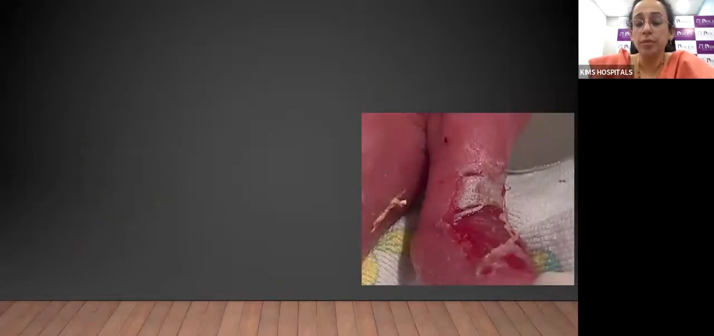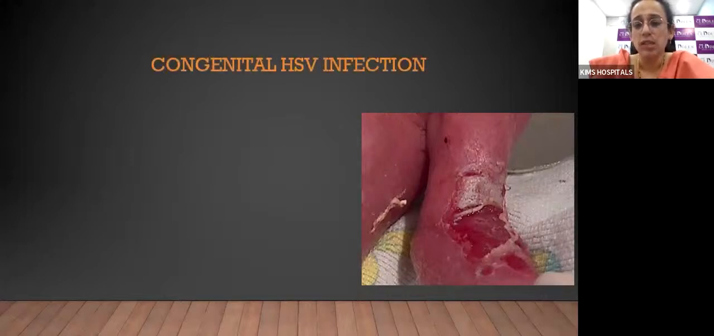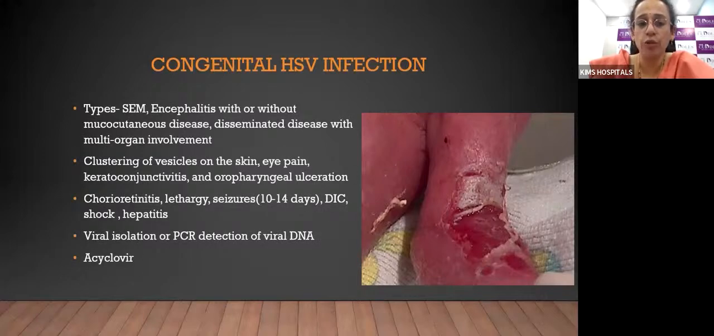So next, this is a blister with an erythematous base with surrounding broken vesicles. This is congenital HSV infection. Herpes simplex virus can cause this severe kind of infection. It presents in various types, like SEM, where skin, eye and mucosal involvement will be seen, or it can present with encephalitis with or without mucocutaneous disease, or a disseminated disease with multi-organ involvement. These are the three varied presentations of a congenital herpes simplex virus infection.